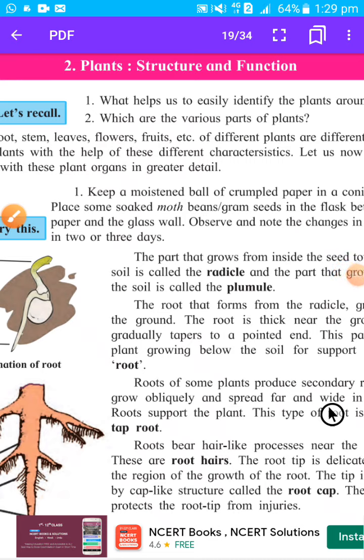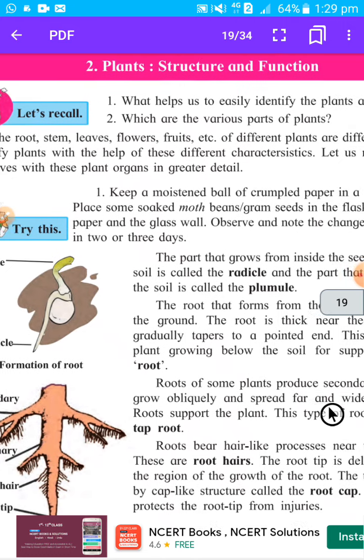Hello students, we will start our second lesson, that is plant structure and function. In this lesson we are going to study the parts of plant, that is root, stem, leaves, flower, etc. The structure of these parts of the plant and their functions.